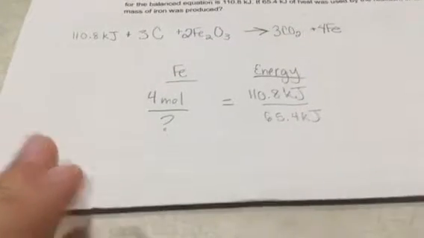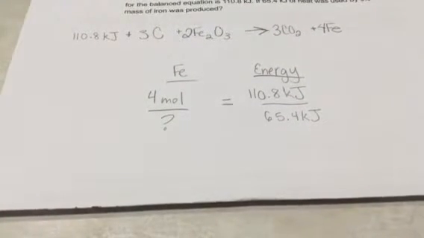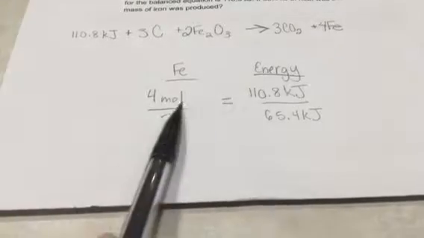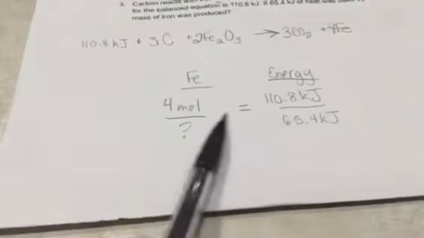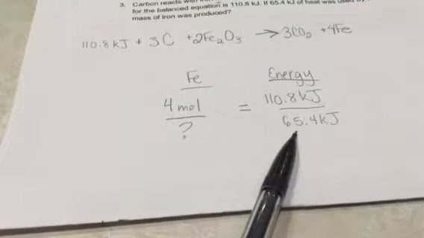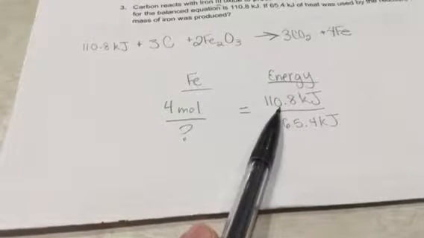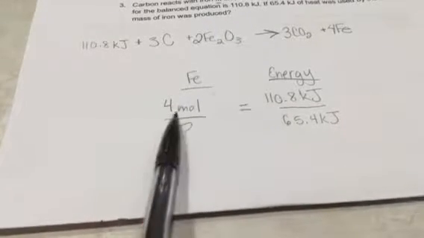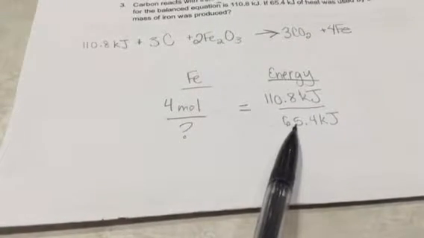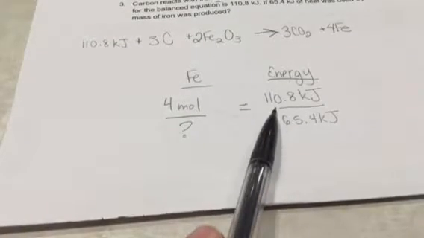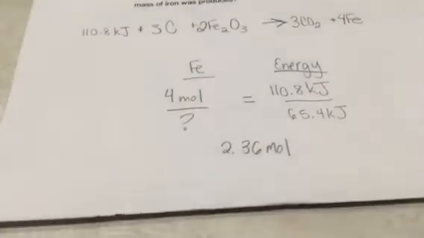I've set up my proportion and now I just need to cross multiply and divide. I'll multiply these two numbers together. So 4 times 65.4. And then I'll divide by 110.8. And when I take 4 times 65.4 divided by 110.8, I get an answer of 2.36 mole of iron.